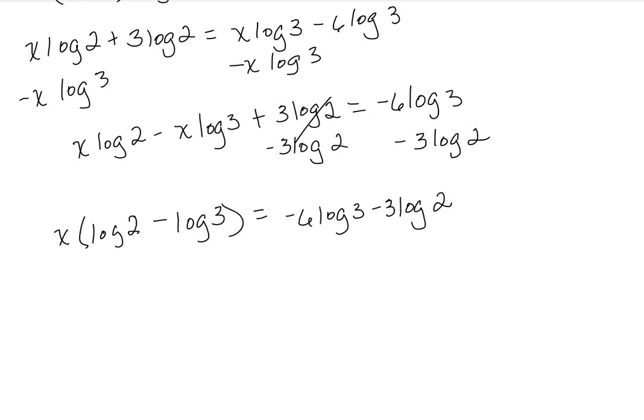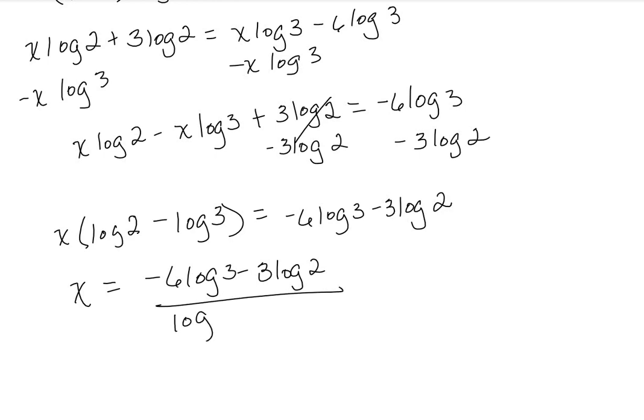So divide both sides of my equation by that number, and I get negative 6 log 3 minus 3 log 2 divided by log 2 minus log 3. And remember that when you put this in the calculator, that numerator needs to be in parentheses and the denominator needs to be in parentheses. And that is going to give you approximately 21.386.